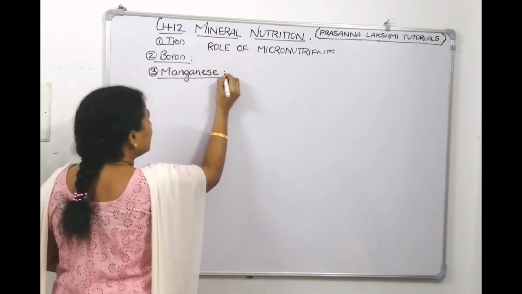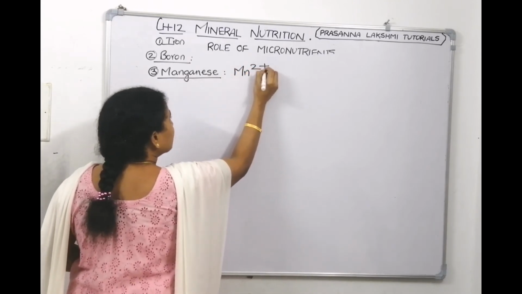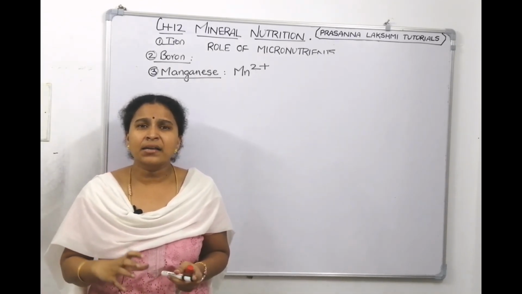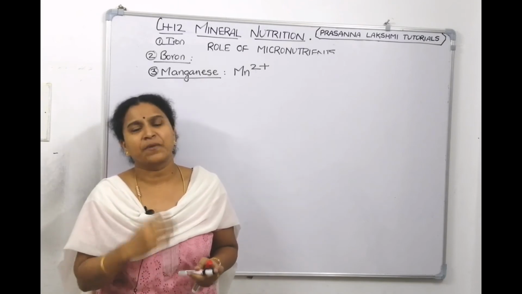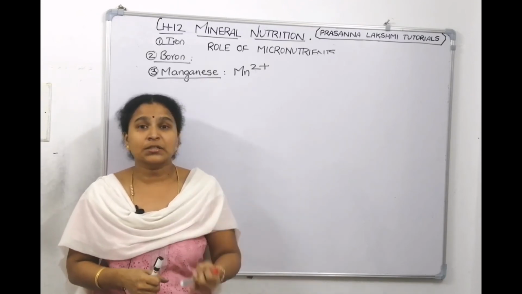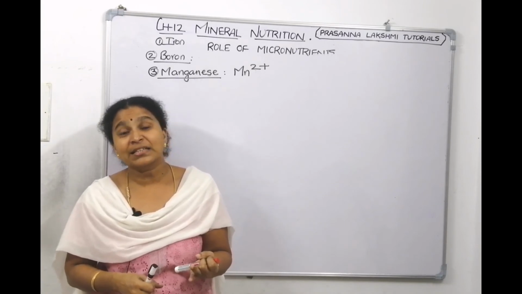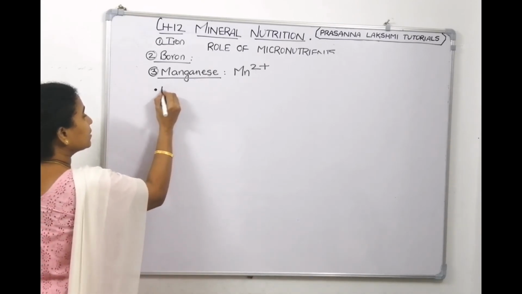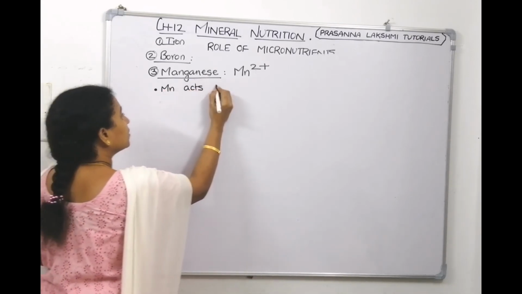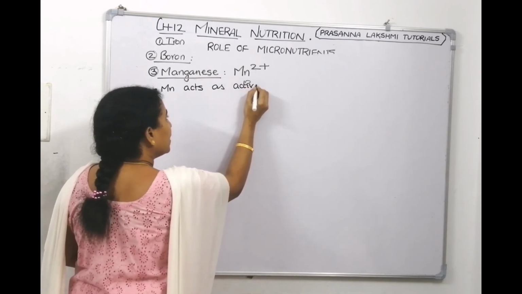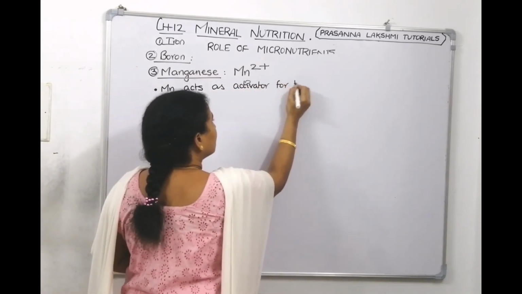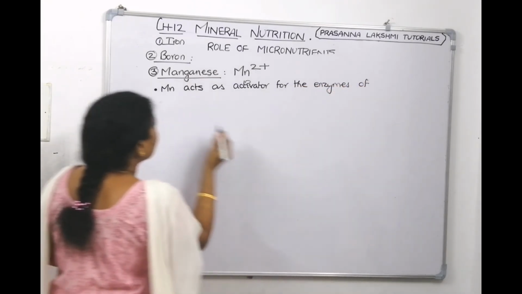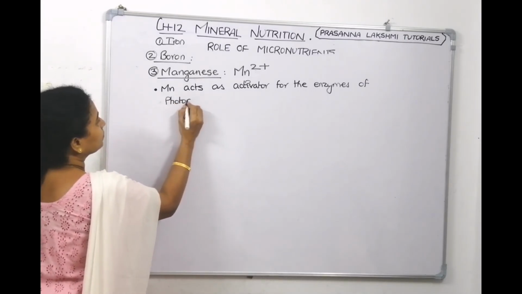Manganese. The plant absorbs manganese as Mn2+, and manganese's major roles are that it acts as an activator of the enzymes for photosynthesis, for the enzymes of respiration, and for the enzymes of nitrogen metabolism also. We can tell that manganese acts as an activator for the enzymes of photosynthesis.